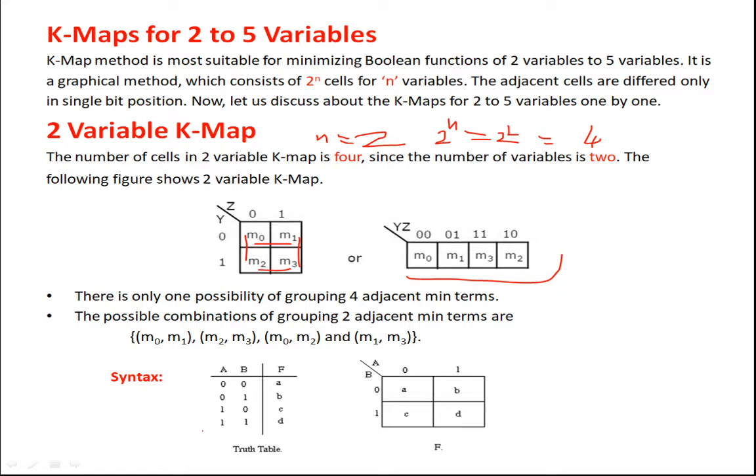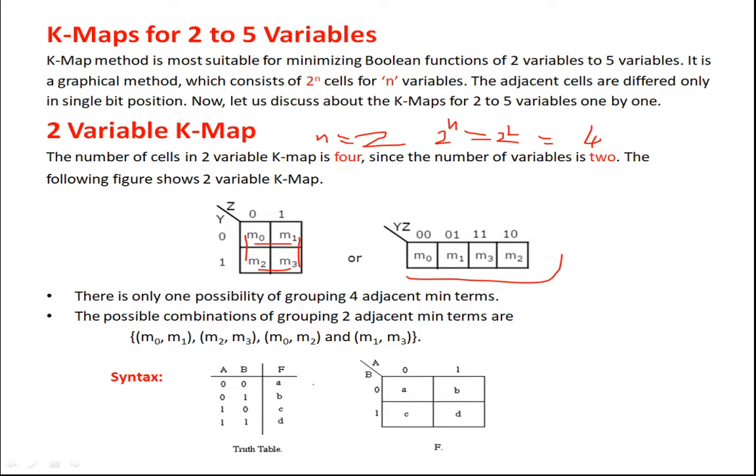Okay, the syntax you can see here. If you consider a truth table, we have two variables a and b. 0 0, 0 1, 1 0 and 1 1 are the values that a and b can hold at a given point of time. f is the output column where the output value is represented for the given values of a and b.